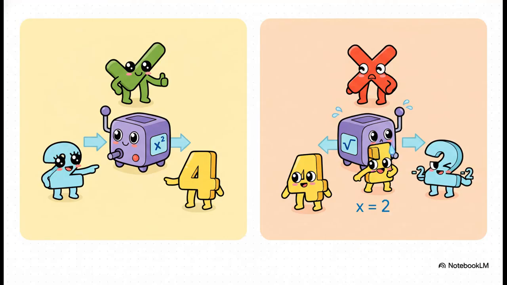Let's make this crystal clear with some simple math. On the left, we've got a perfectly valid statement. If x equals 2, then x squared equals 4. Yeah, no argument there, that's definitely true. But now, look at the converse on the right. If x squared equals 4, then x equals 2. Is that always true? Just take a second and really think about that one.